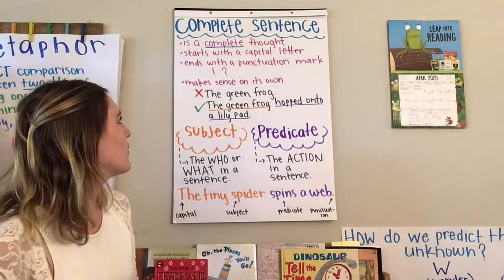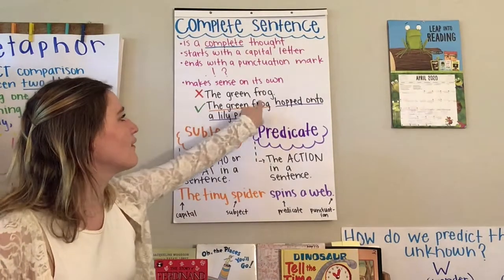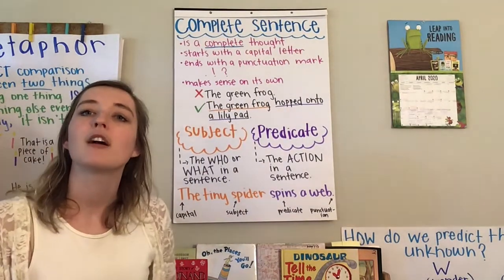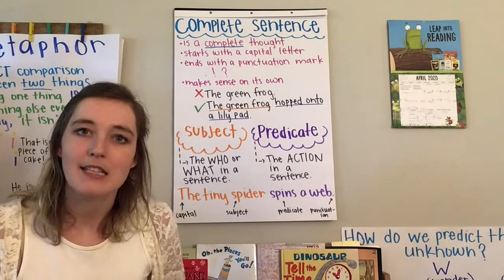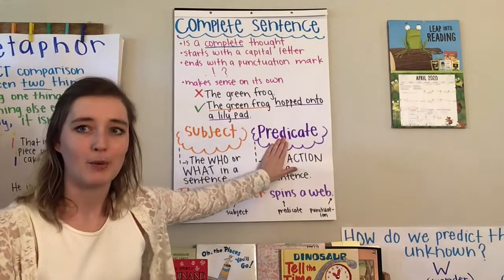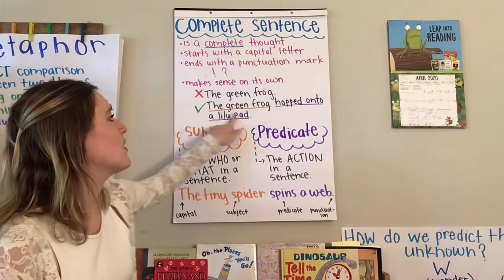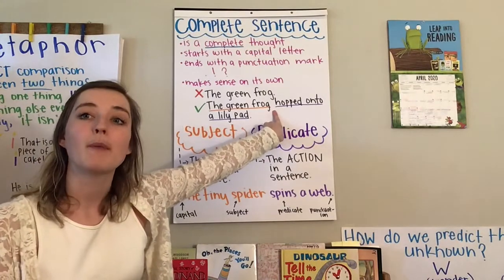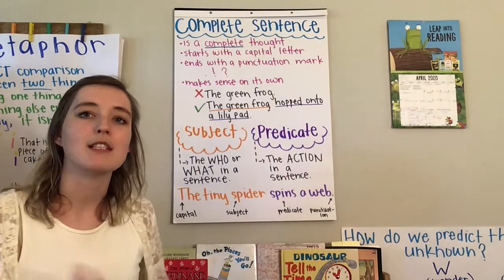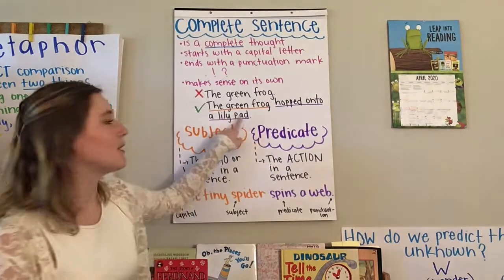So, for example, we have an example of what is not a sentence. It says, the green frog. The green frog is not a complete sentence. It is not a complete sentence because it doesn't follow the subject and predicate. We'll get to this later. What we need to do is add on to what the green frog is doing. So we've identified who is in that sentence, the green frog, and then it says hopped onto a lily pad.